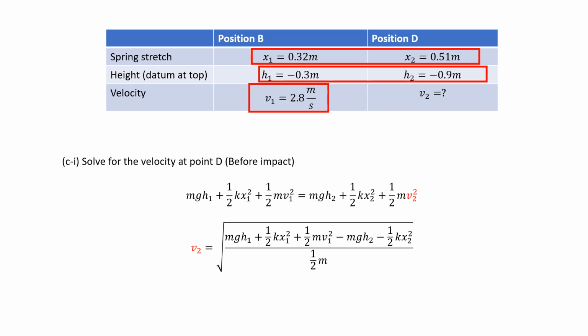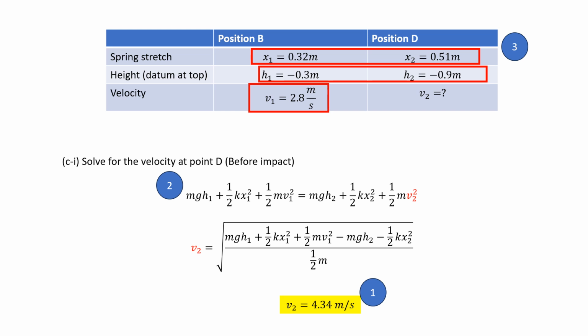Solve for that. So I do it with work energy. Put every term in. The term in red, V2 squared, of course, is the unknown. All of the other terms are known. Those are in your table above. And you get a final velocity of 4.34 meters per second.